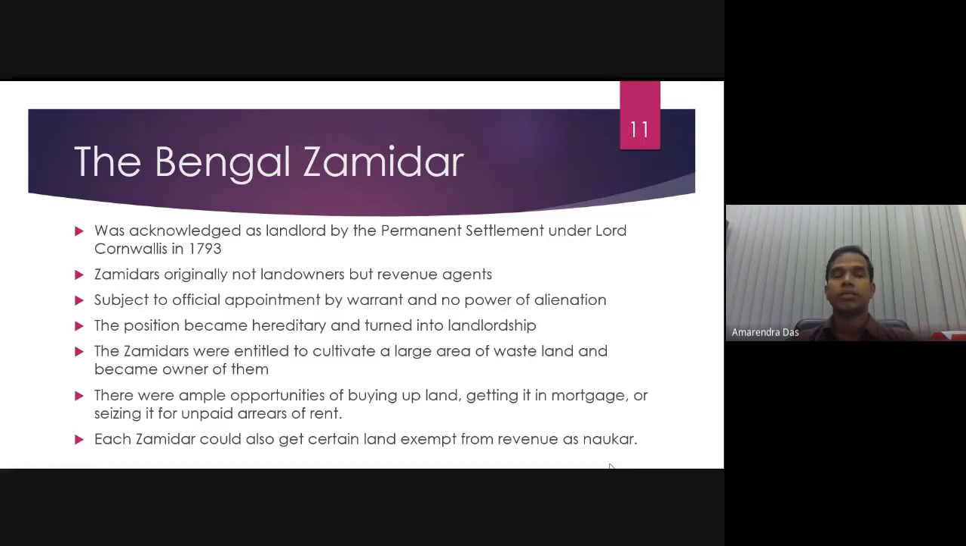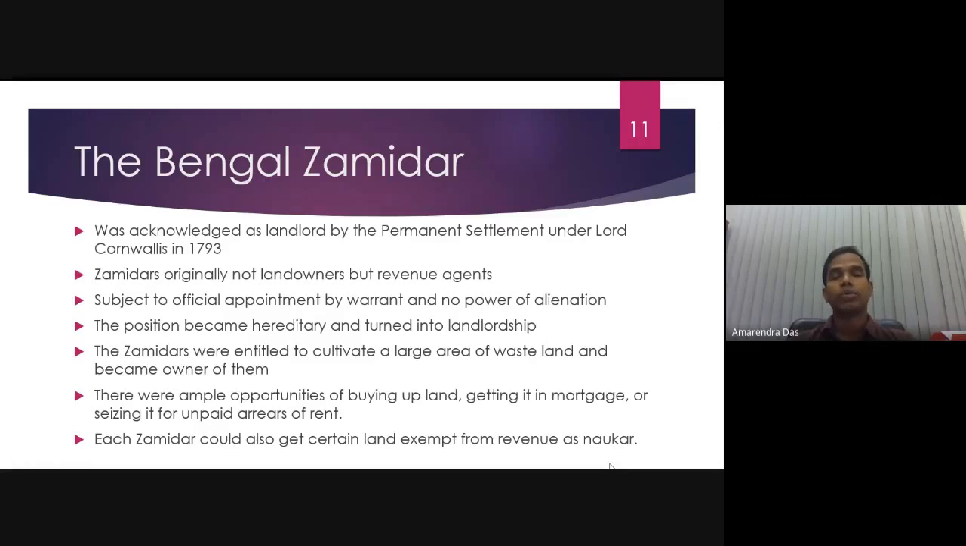That's how, initially, it was only a secondary Zamindari system that existed in the Bengal Presidency, and then the position gradually became hereditary and turned into landlordship. So it becomes hereditary gradually, and then the Zamindars were entitled to cultivate a large area of wasteland and became owners of it. We have discussed that we have different types of land, and Zamindars were entitled to cultivate a large area of wasteland because they were serving the British. So they could do this.